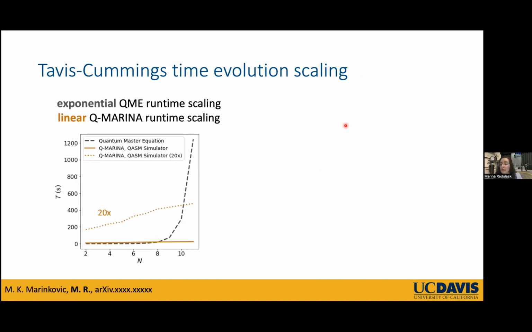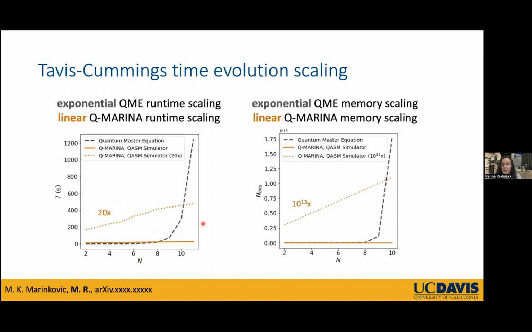Now, the next thing is to look at the scaling of our approach. Here we compare the quantum master equation, which takes exponential runtime as a function of the number of atoms in the system, whereas our quantum algorithm is linear in the number of emitters. In terms of space, the same story. The standard exact quantum master equation solution is exponential, while our quantum approach is linear. Here we zoom in to be able to see that linearity compared to this exponential growth.